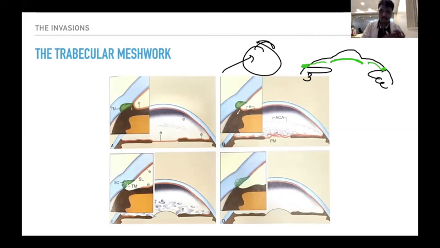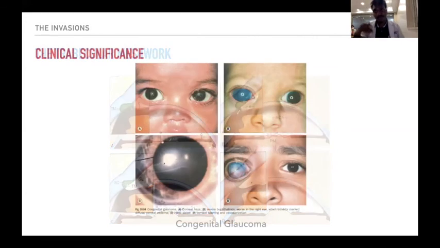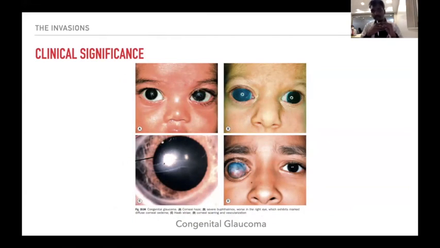We do not need to know how exactly it invaginates and everything. Now, what happens if the canals don't form exactly? What happens if the meshwork doesn't form? We end up with congenital glaucoma. The drainage from the posterior to the anterior gets blocked. The fluid accumulates and forms congenital glaucoma.